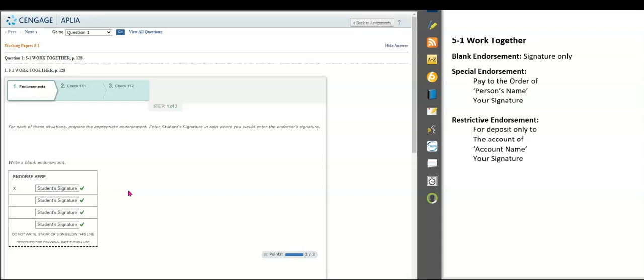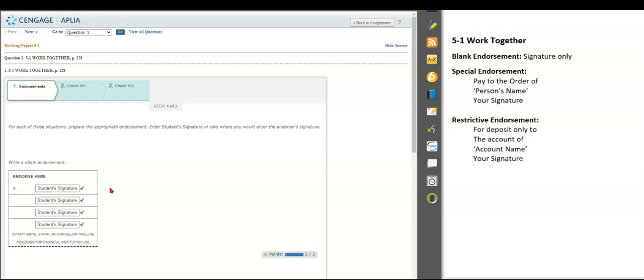So on your work-togethers, instead of actually signing your name because it's a computer simulation, you're going to type student's signature, okay, anytime you're supposed to sign your name. So in this first one, you're supposed to do a blank endorsement, which is just your signature. So in the real world, you would just sign your name on one of the lines.